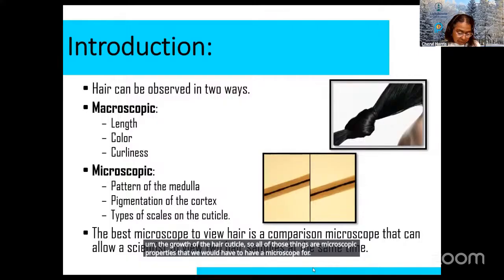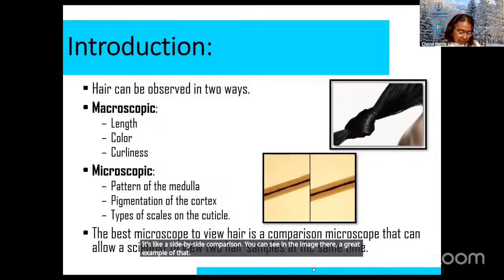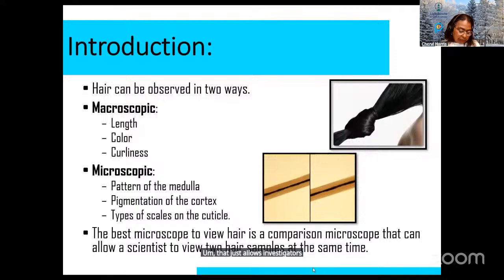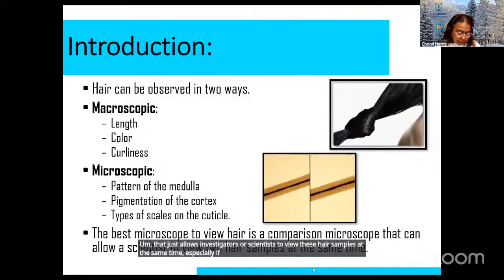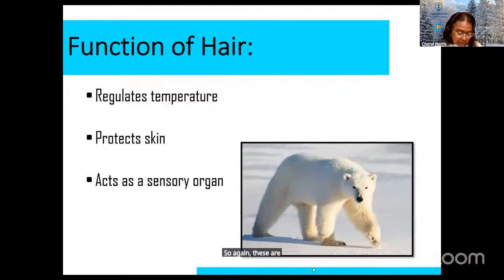Now, the best microscope to view hair samples with is a comparison microscope. That's like a side-by-side comparison. You can see in the image there a great example of that. That just allows investigators or scientists to view these hair samples at the same time, especially if you have a crime scene hair sample and you're comparing it to a suspect sample. So again, these are the three functions of the hair.